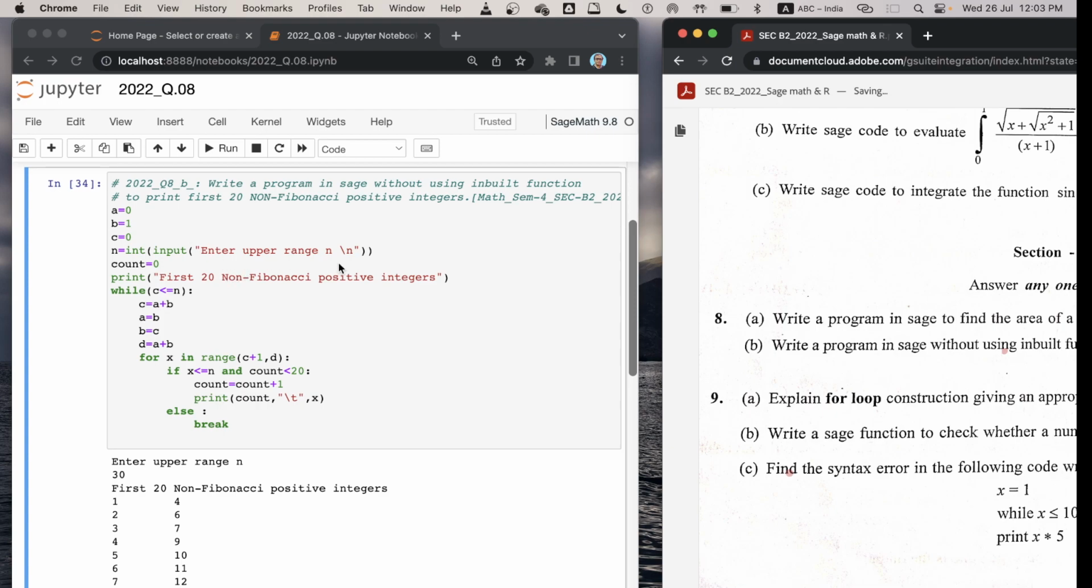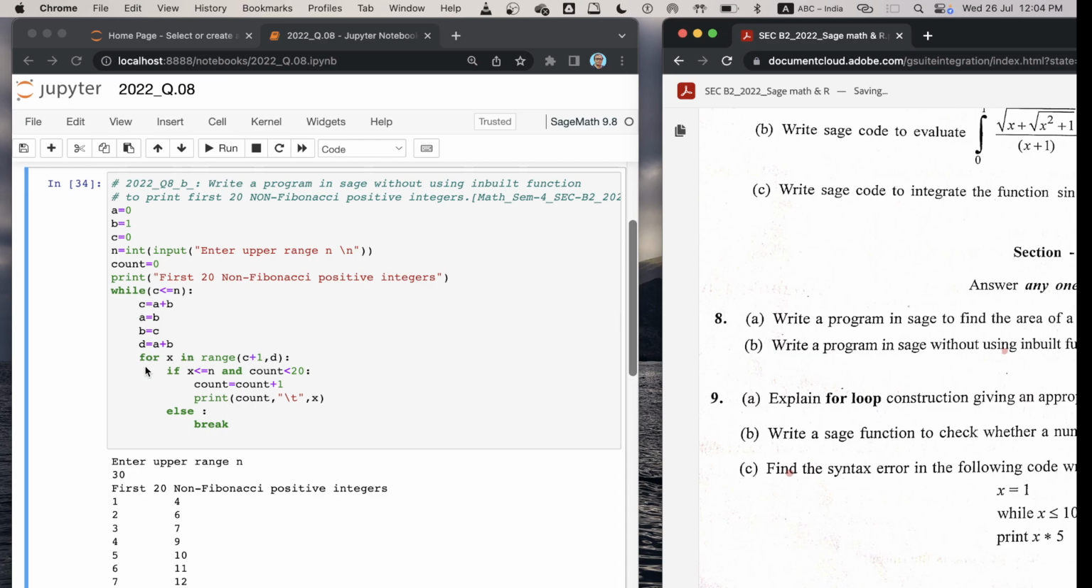Here enter the upper range of n, and print the first 20 non-Fibonacci positive integers. While c is less than or equal to n, colon, indentation: c equal to a plus b, a equal to b, b equal to c, d equal to a plus b. For x in... So under this while loop, this whole block is under the while loop. You must give indentation for the while loop, and this is the start of the for loop.